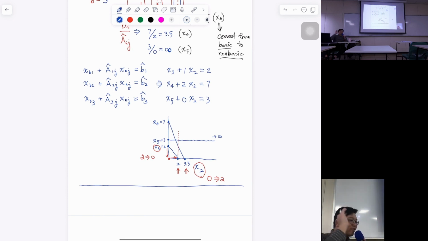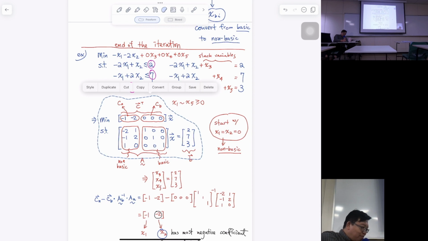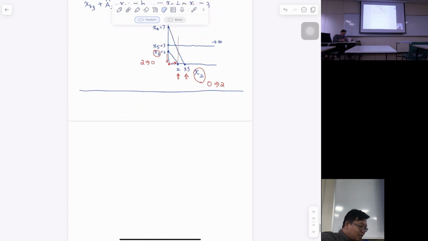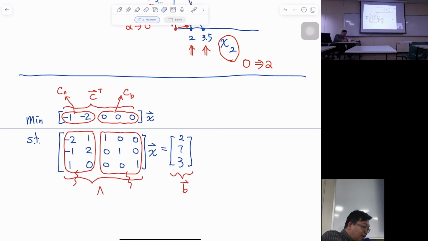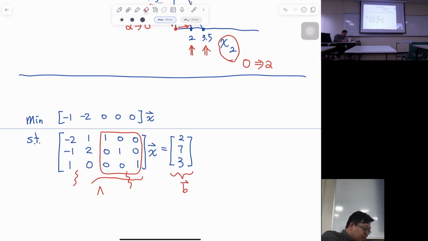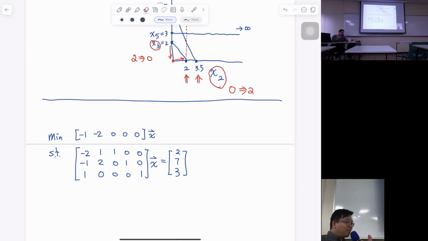So I'm going to do this faster for the next iteration. I'm going to copy this whole thing again. This is going to help me. Okay? And so what will happen if I change some of them into basic, some of them become non-basic?